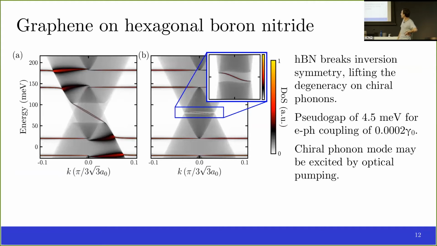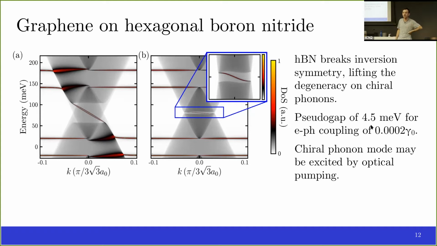So finally, we compute this system for the numbers adequate for graphene on hexagonal boron nitride and obtain favorable numbers. Hexagonal boron nitride will break inversion symmetry, which was necessary for obtaining chiral phonons. And for this system, if we assume an electron-phonon coupling of 2 over 10,000 times the bare hopping, we obtain a pseudogap of 4.5 millielectron volt, which is an experimentally accessible gap.